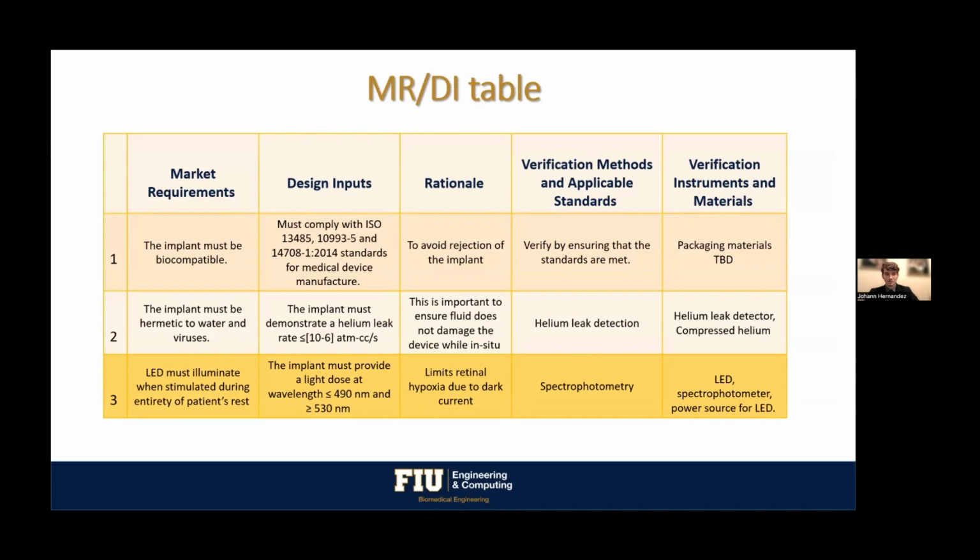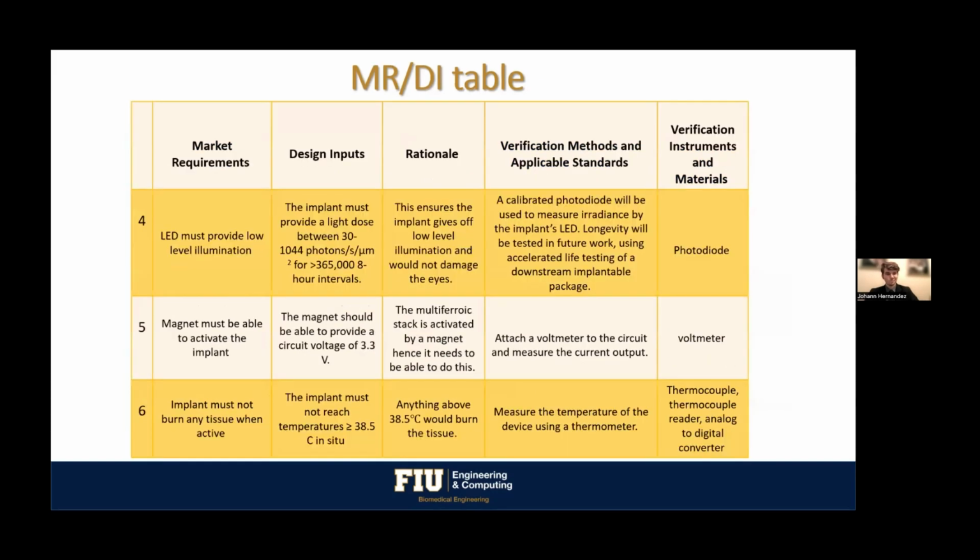This is because the maximum absorption of the retinal rod cells is 498 nanometers, which is well within this range. The next one is marker requirement 4, which is that the implant must provide a light dose between a photon flux of 30 to 1,044 photons per micron squared per second for 365,000 8-hour intervals, which is 365,000 full hours of sleep, about the amount that a human gets for the course of their lifetime.